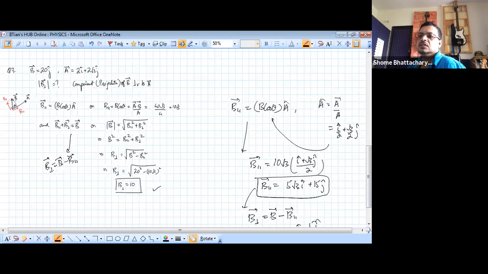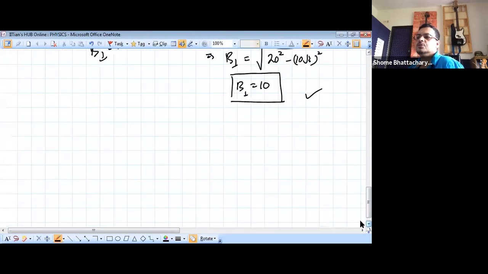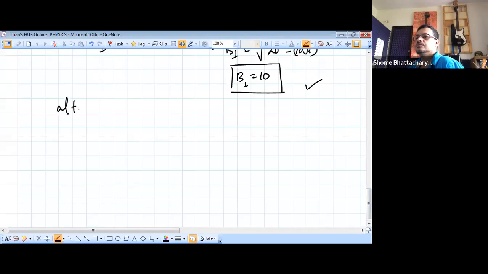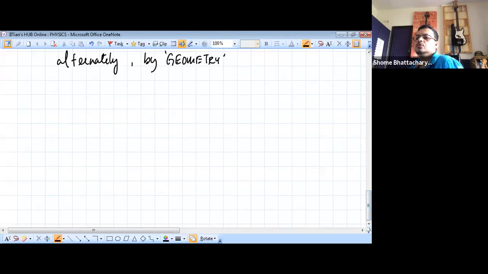Or yet another way, see, in this case, these are two-dimensional vectors in the xy plane. So these vectors are quite easy to draw. In this particular case, you can also find it by geometry. Alternately, we can also find this by geometry. In the geometrical method, what you do is you draw your two vectors, A and B. Because they're in the xy plane, you can easily understand them.